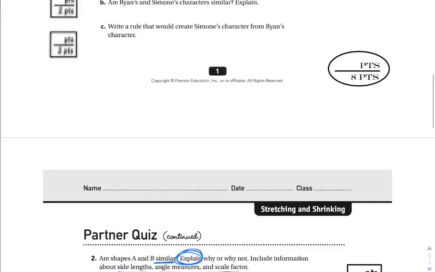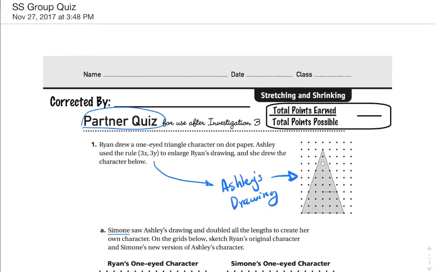Oh yeah, last but not least, this is a partner quiz. You can work on your table. This should say group quiz. You can work with the table, not just your partner.